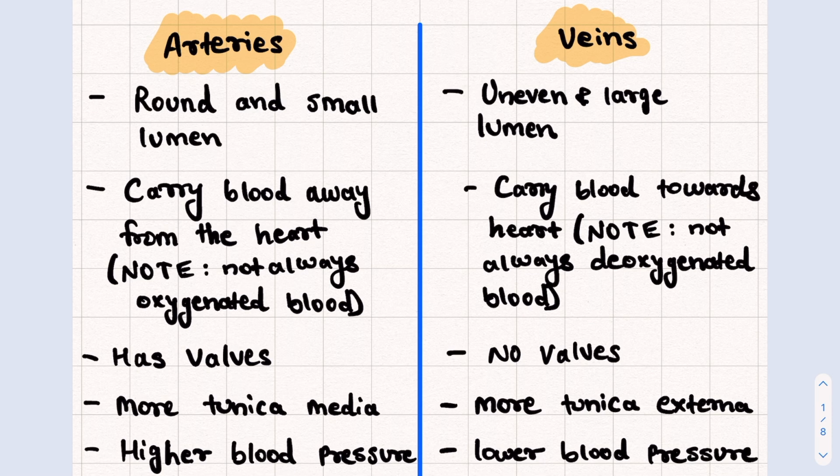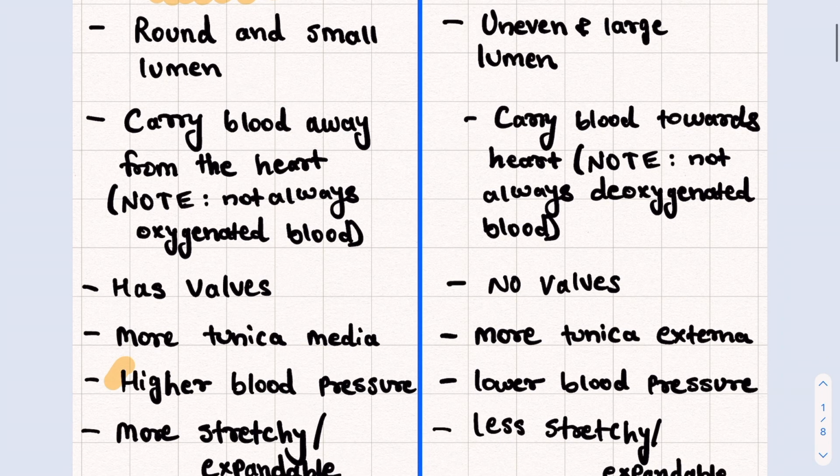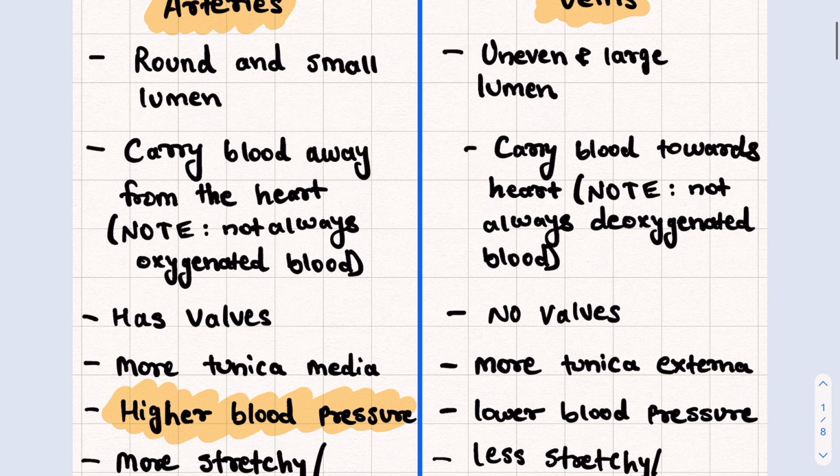While in the case of veins, the blood is traveling opposite of gravity, or it's opposing gravity, moving towards the heart. So that's why blood in the veins has lower blood pressure. So that's the first difference. Again, arteries have higher blood pressure, while veins have lower blood pressure.